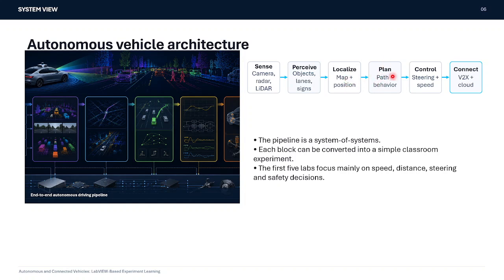Then we want to know about the plan. How to plan? Plan plus behavior. How do we travel from one point to another point, meaning the shortest distance. That is the plan and the behavior. Then using the steering control, in heavy traffic, how to control the vehicle. Then the final one is connected: vehicle to X, connected infrastructure or vehicle to vehicle. Everything is there. Then connected plus cloud.